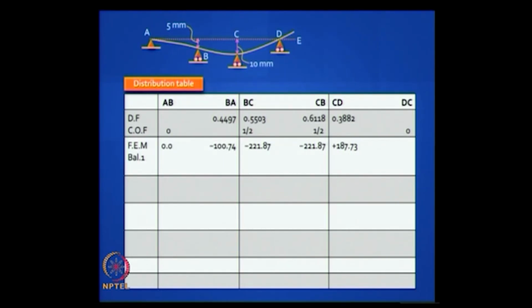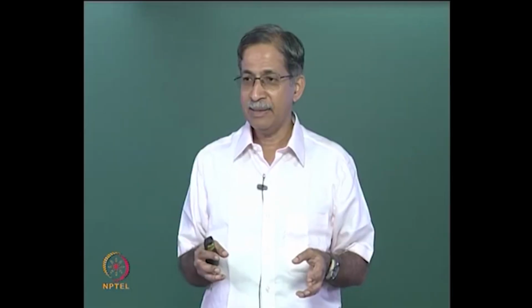Now let us also give it a physical meaning. You have this beam in which you have arrested the joints B and C, you have got those fixed end moments, and at the joint B wherever you have arrested it, you have got a moment which you need to release, and when you release it, it is like balancing that moment which you get by distributing the moments to the two ends. So now you have to take minus 100.74 minus 221.87, add it up, you get minus some quantity, and that total you have to distribute to the two ends.